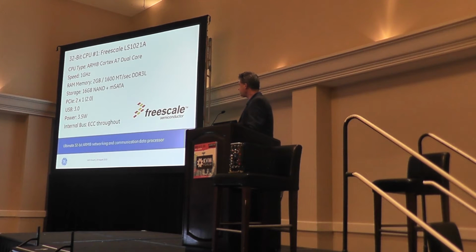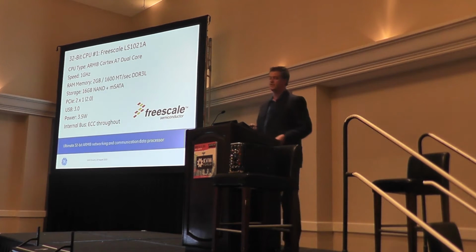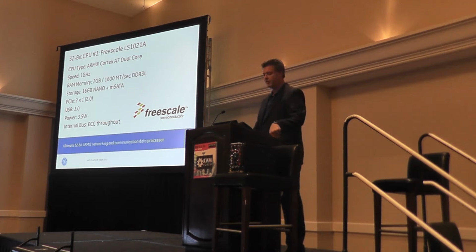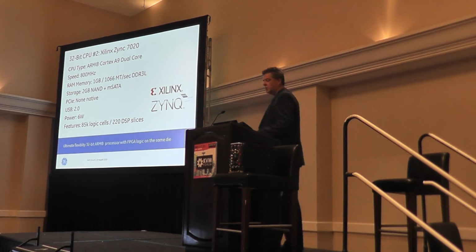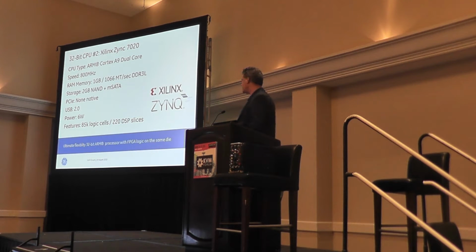Here's our processors that we use for our 32-bit ARM environment. Again, the LS1021, you can see there, 2 gigabytes of memory. We've got an mSATA device. The thing we like about it the most is it has an ECC bus throughout the part, which is great for a lot of the things that we do that are more networking-centric. So for us, this is basically our go-to processor for the different things that we use that are data-intensive. The second one that we're using is the Zynq 7020. Whenever we have interfaces that we have to support that are a little different, that aren't standard, that aren't networking-based, this is the processor that we turn to.